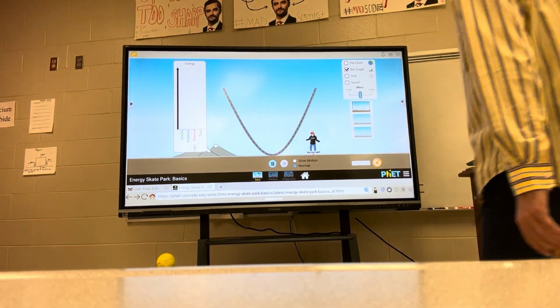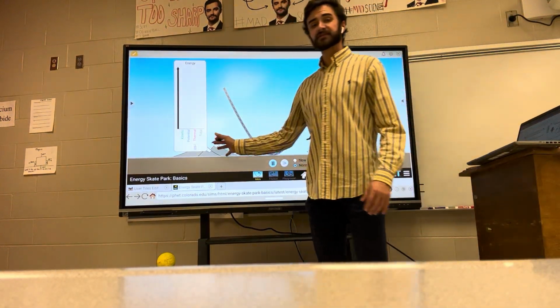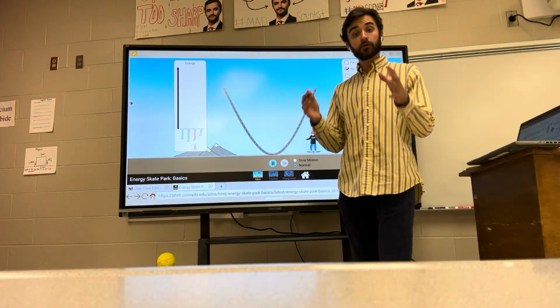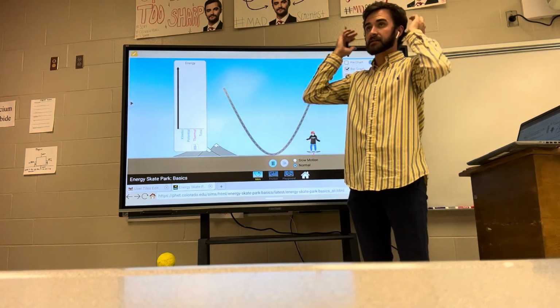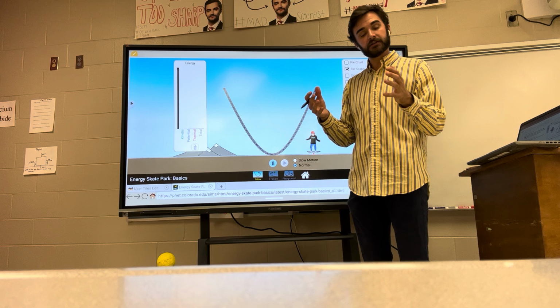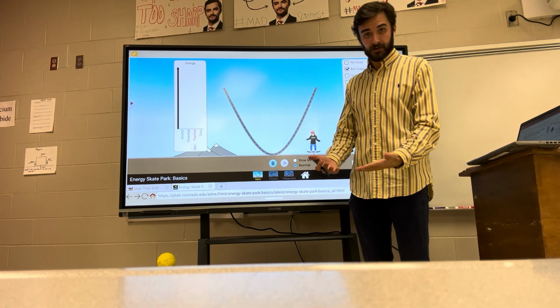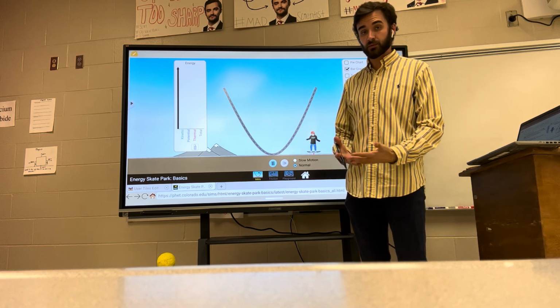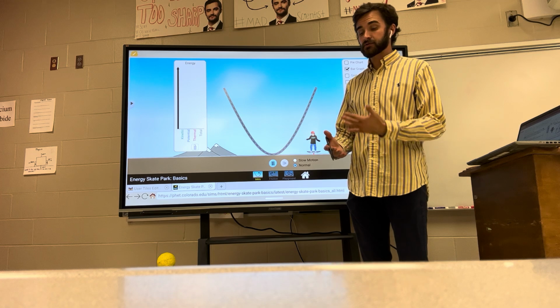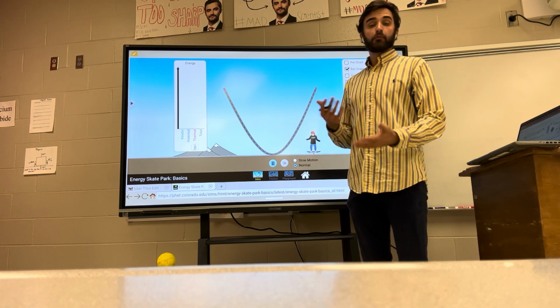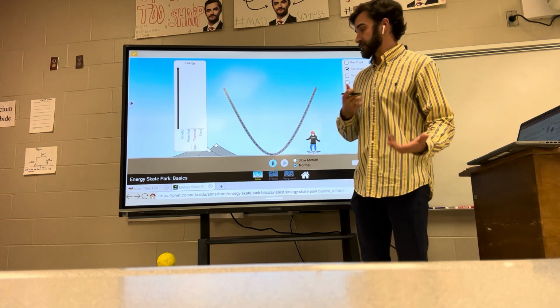Okay, so we have kinetic, potential, thermal, and this thing called total. The total energy is the potential, kinetic, and thermal energies added up together within a system. Because you can be experiencing all three of these at once, and they are never going to be more than the total energy. So they add up to be our total energy.